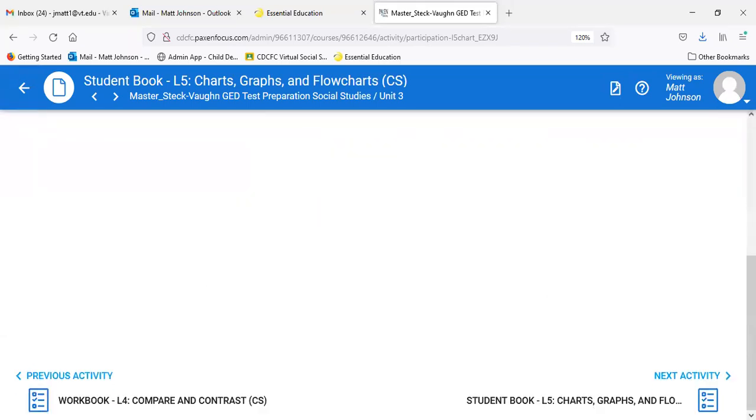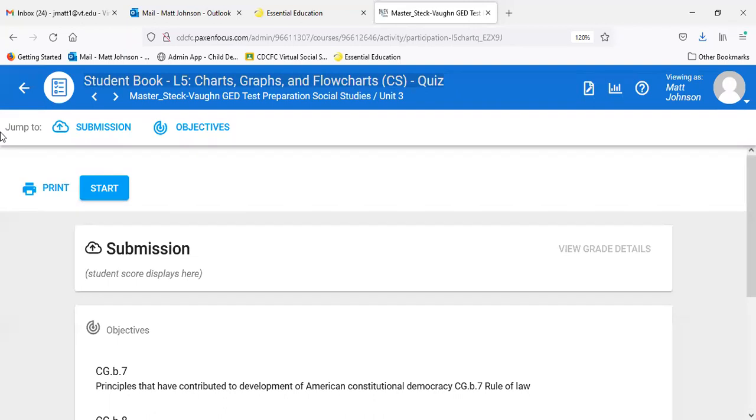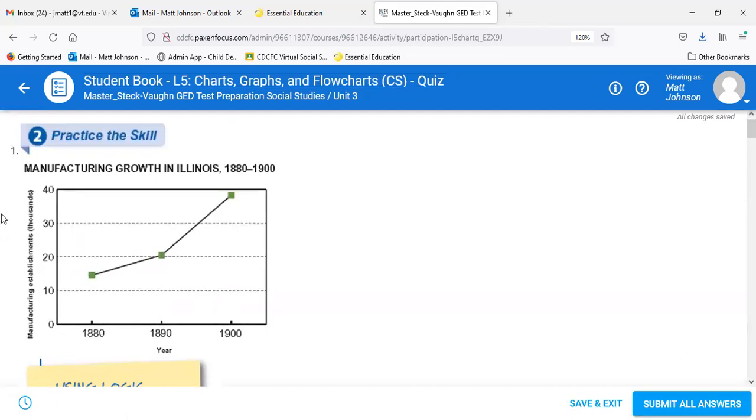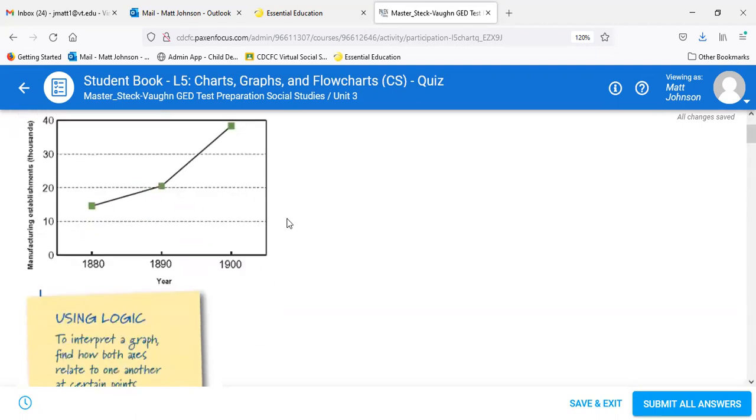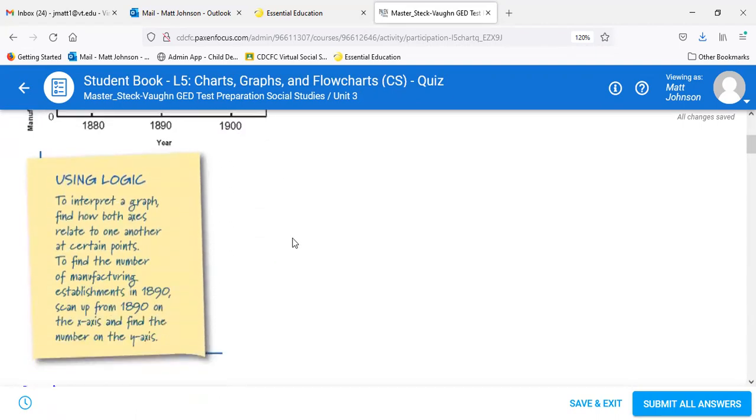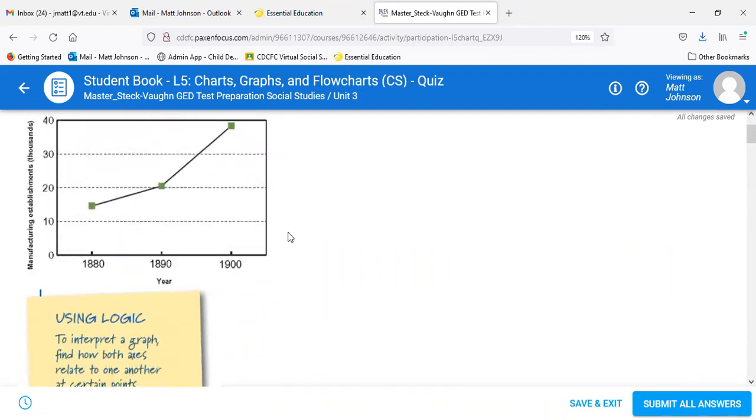Okay, so on to the quiz. Here we go. Unit 3, Lesson 5. Okay. And we're back to our manufacturing graph. We're going to see the Plessy versus Ferguson flow chart again here in a little bit. But back to our graph, and our using logic point here says to interpret a graph, find how both axes relate to one another at certain points. To find the number of manufacturing establishments in 1890, scan up from 1890 on the x-axis and find the number on the y-axis. So real simple, right?